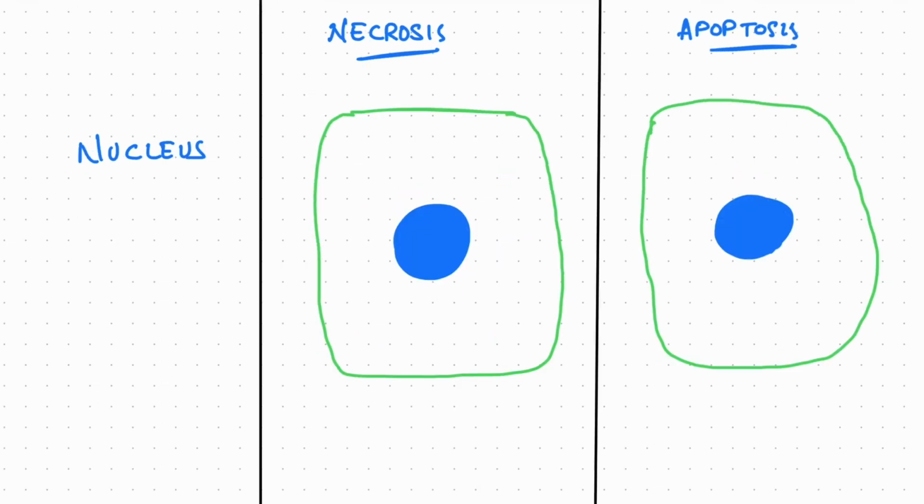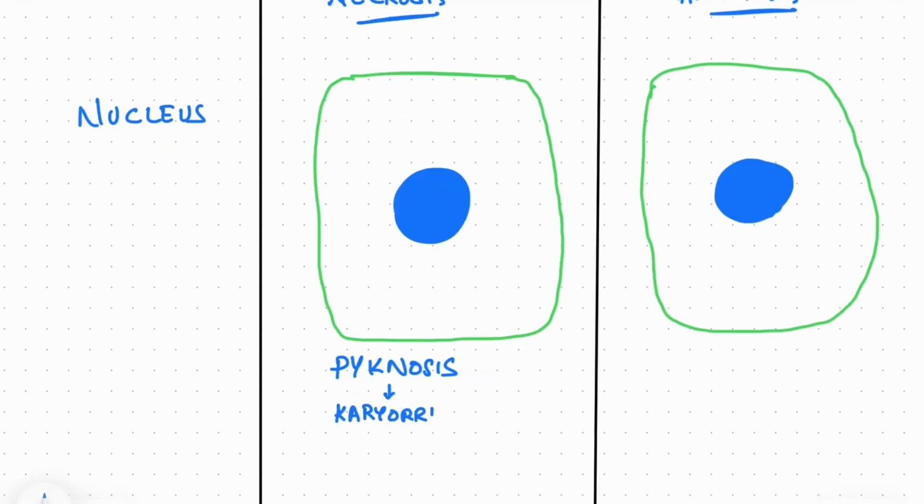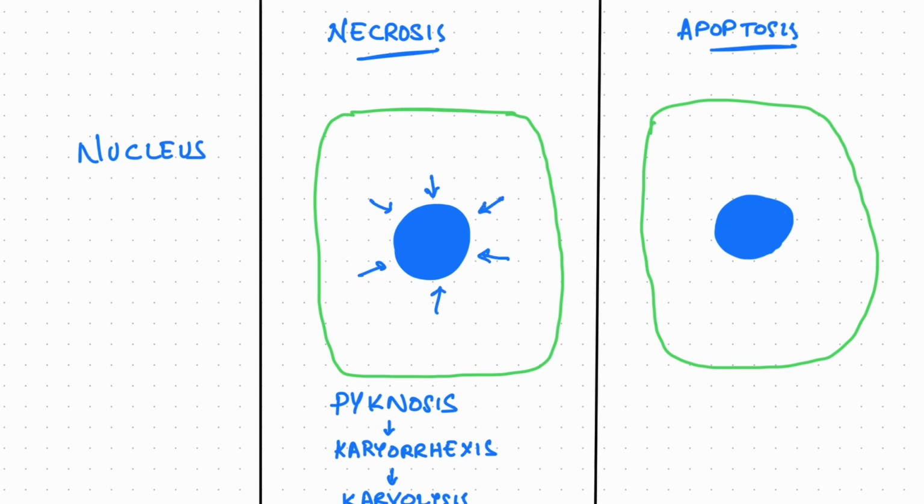Now let's come to the nucleus. This is an area where the two processes have some overlap. Both necrosis and apoptosis can show chromatin condensation and nuclear fragmentation. So, pycnosis and karyorrhexis are not exclusive to necrosis. In necrosis, the classical sequence of nuclear changes is pycnosis, karyorrhexis, and karyolysis. Pycnosis means shrinkage of the nucleus with condensation of the chromatin.